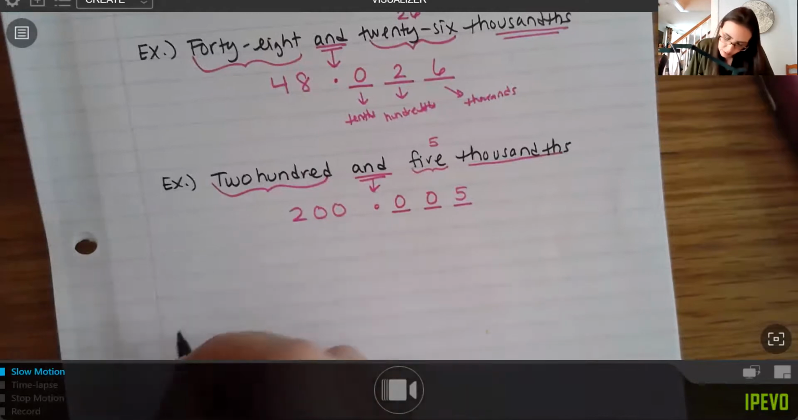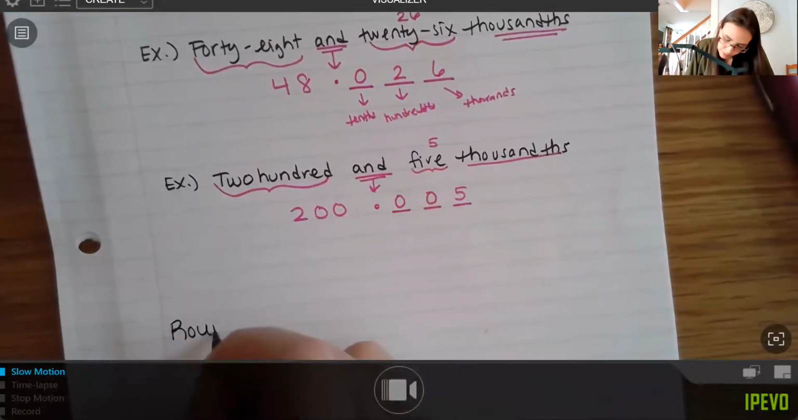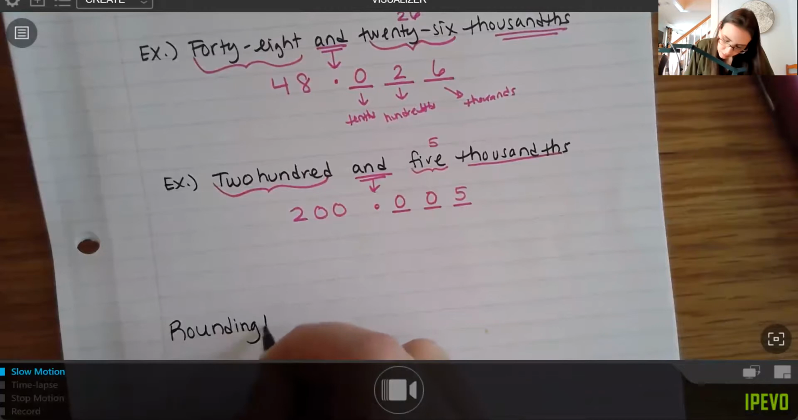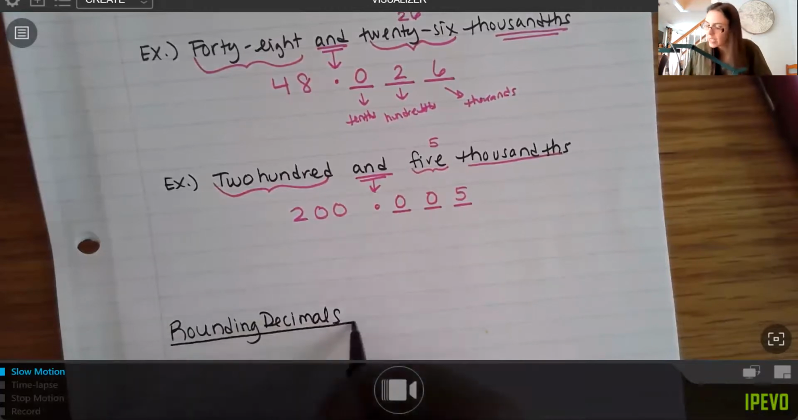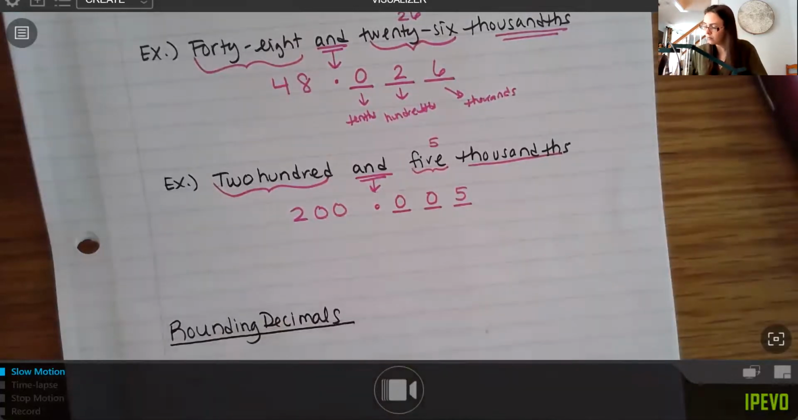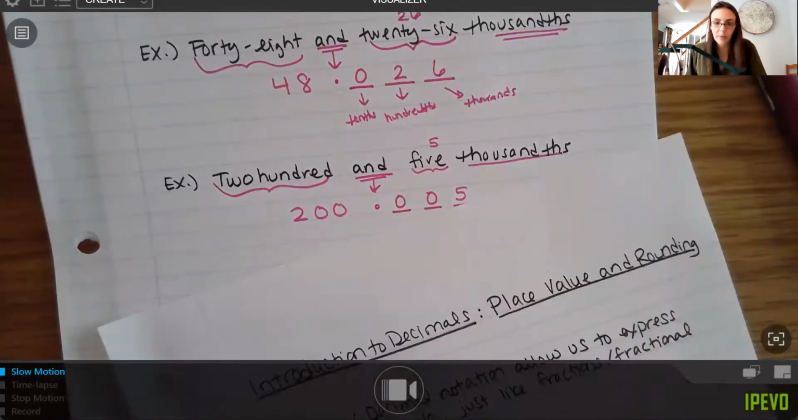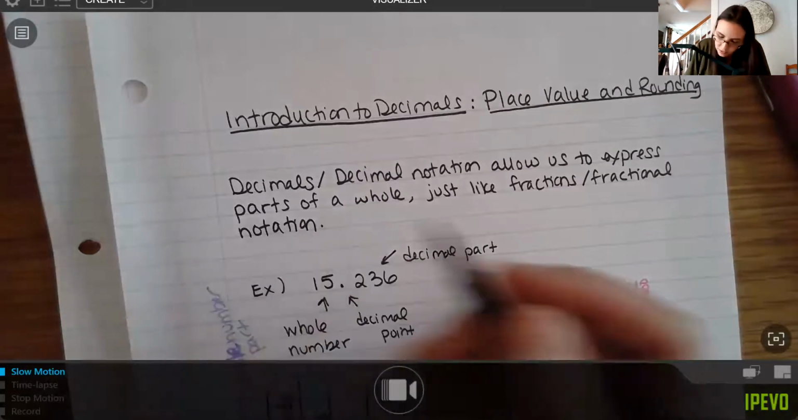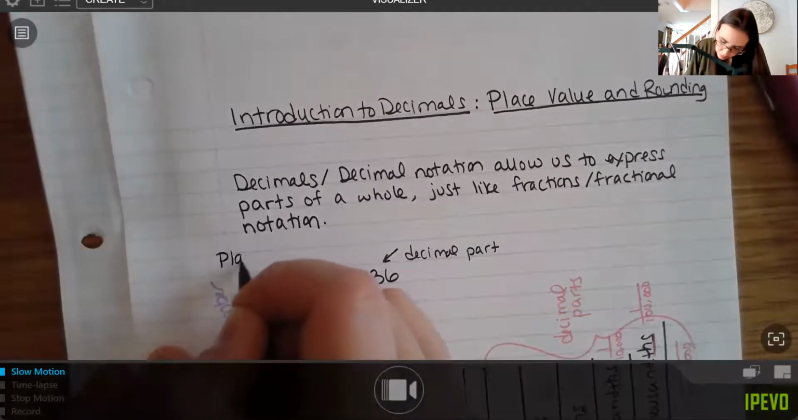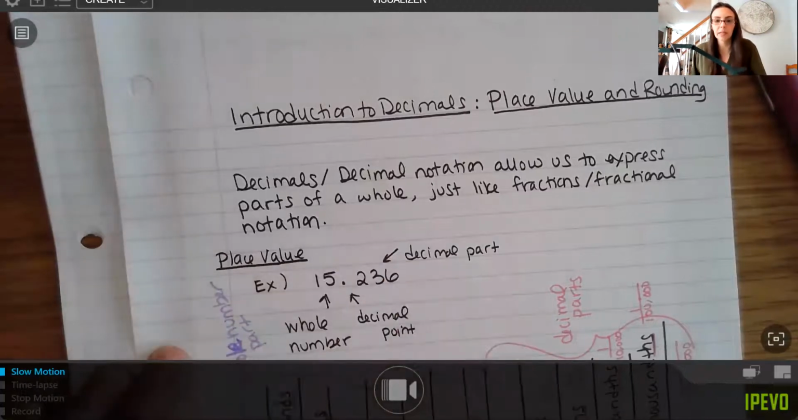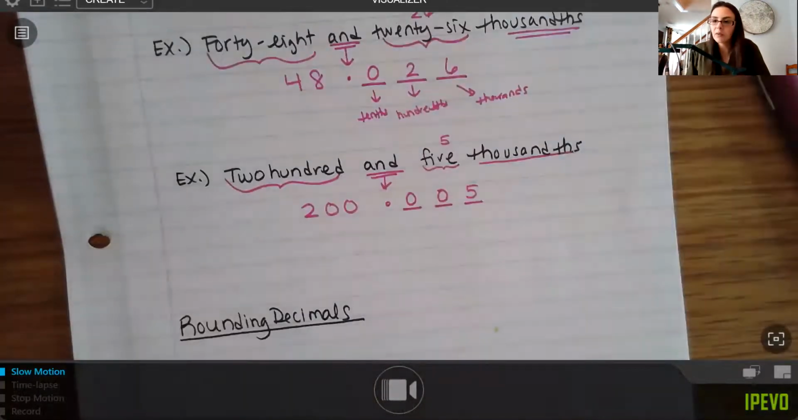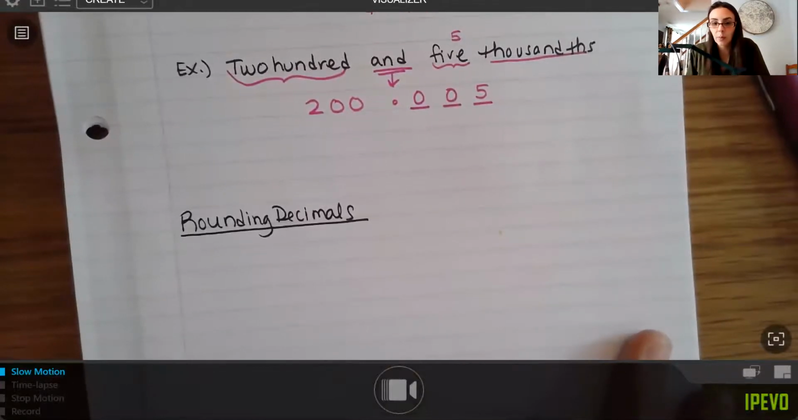All right, so the next thing I want to do in this video is talk more about rounding. And we've seen decimals before. So actually, I'm going to go back to my first page for a second. Let me just title this part place value, just to make it a little bit clear. All right, so now we're going to do rounding, and we've seen rounding before. So the same rules are going to apply.